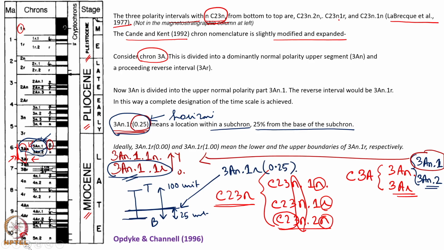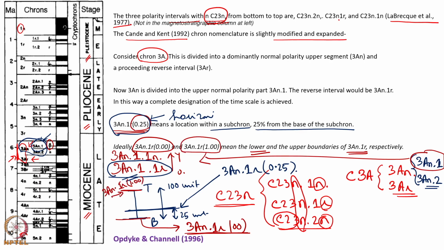So, what does it mean? The base can be represented as per this nomenclature as 3An.1r(0.00). This writing will mean the lower boundary of this subchron, but probably no one will write like that. The top will be represented by 3An.1r(1.00). This would mean the top. The student needs to remember these two and this one also, so that the concept remains clear.